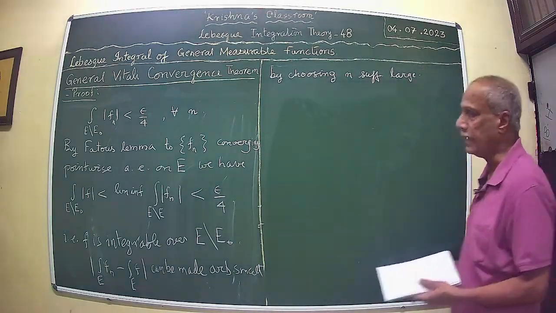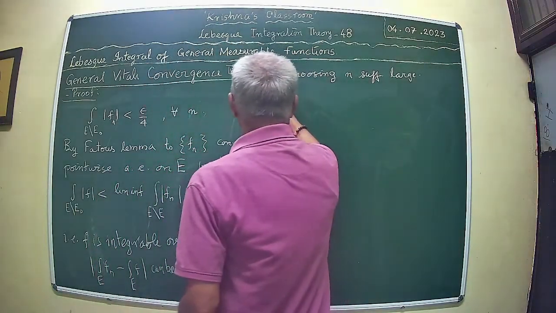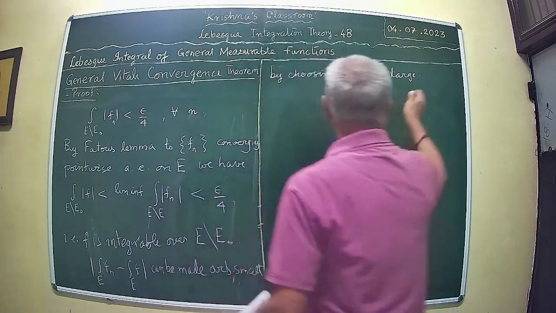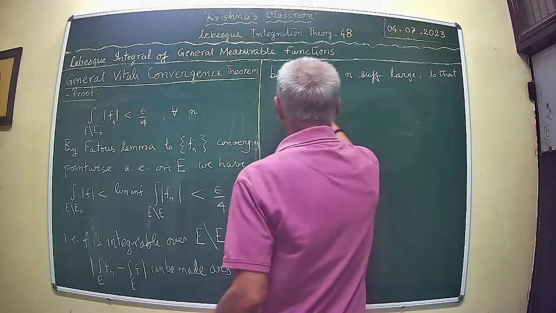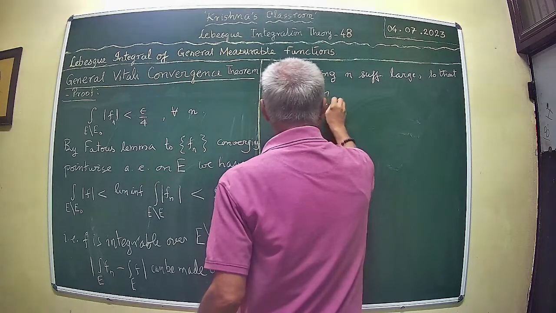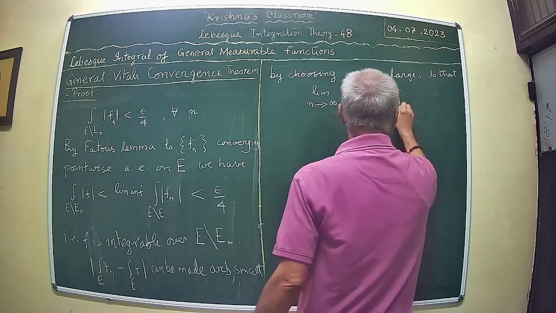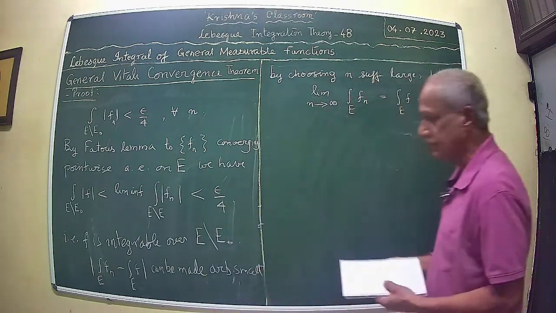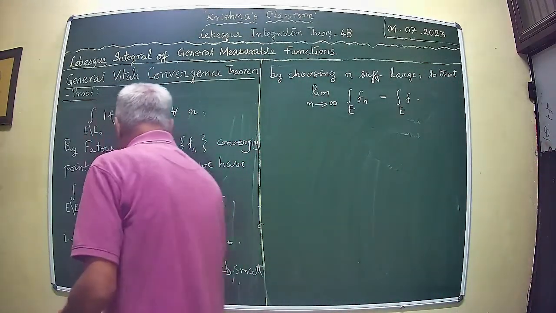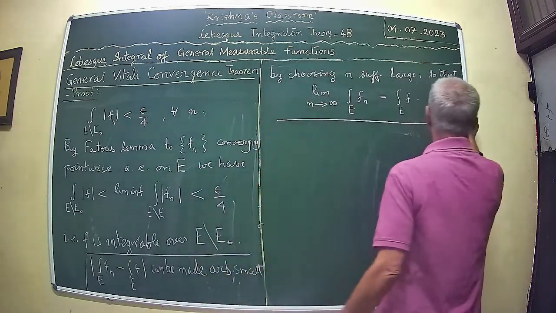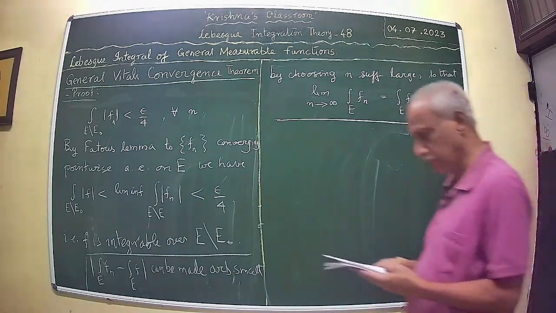Which in turn tells that the limit as n tends to infinity of the integral of Fn equals the integral of f. This is our objective, so this is the important part. We want to prove this part. This is our main result that we want to prove. So how do we do that?